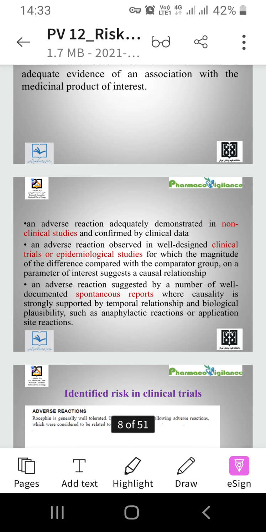An adverse reaction adequately demonstrated in a non-clinical study, or an adverse reaction observed in a well-designed clinical trial or epidemiological study, or an adverse reaction suggested by a number of well-documented spontaneous reports is also an identified risk.